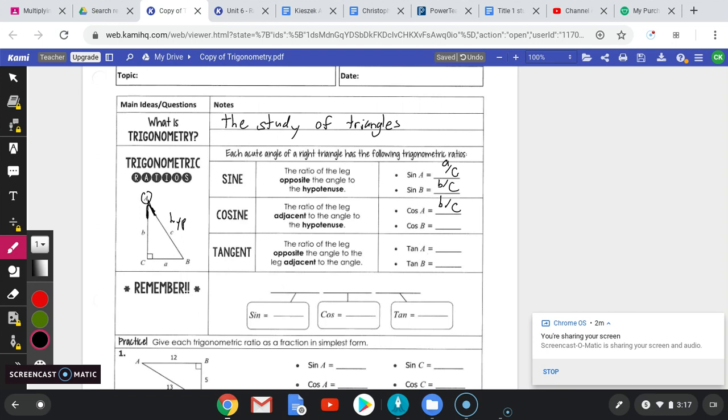Cosine of B would be the same concept. If I look at B here, this would be a over the hypotenuse c.